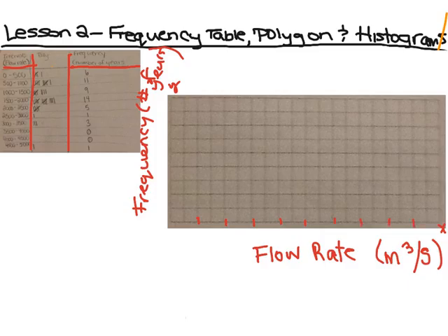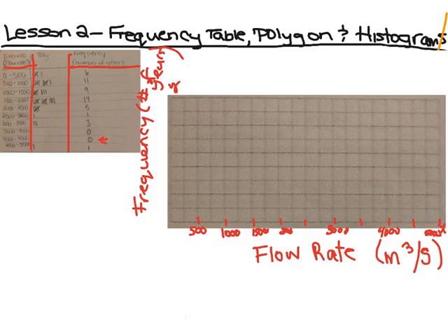Is an interval. So this would be 500, 1,000, 1,500, 2,000. I'm only going to label every other one. 3,000, 4,000, 5,000. Now going up, we need to go from 0 to 14.